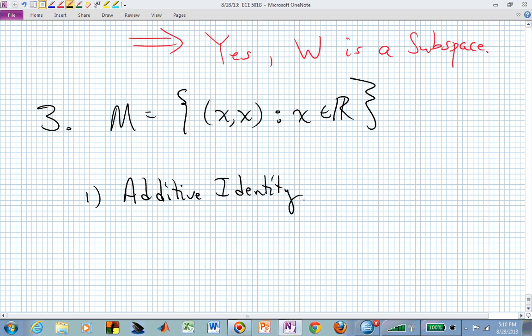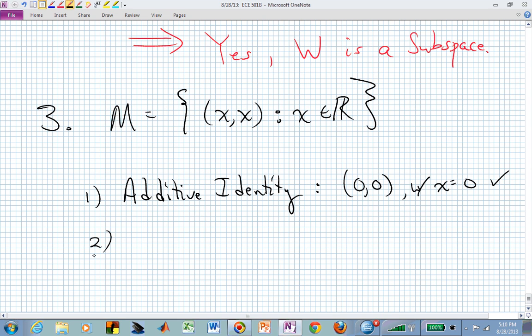Does it contain the additive identity? Is the 0 vector in this set? Yeah, we just pick x equal to 0. So this one is okay. We can say 0, 0 with x equal to 0. So that's a check.